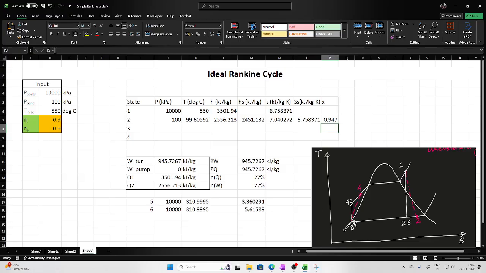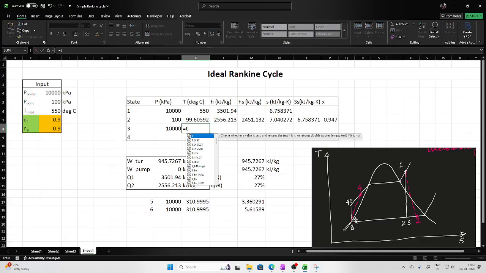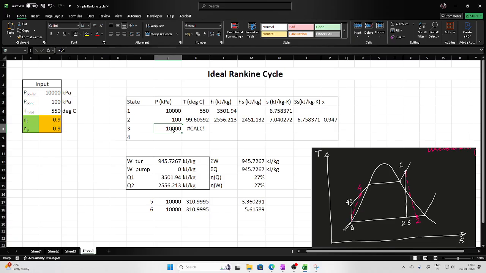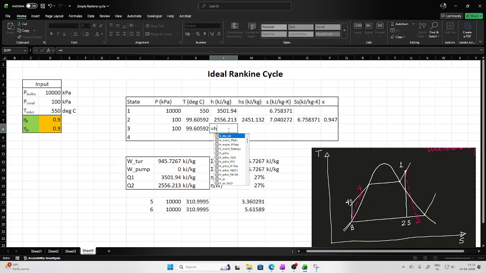Okay, done. What about 3? 3 is at the condenser pressure. So where is the one? This is the one. Okay, done. Then the temperature at this point will be the saturation temperature corresponding to the condenser pressure. Now enthalpy at point number 3 is basically the enthalpy of saturated liquid based on pressure.